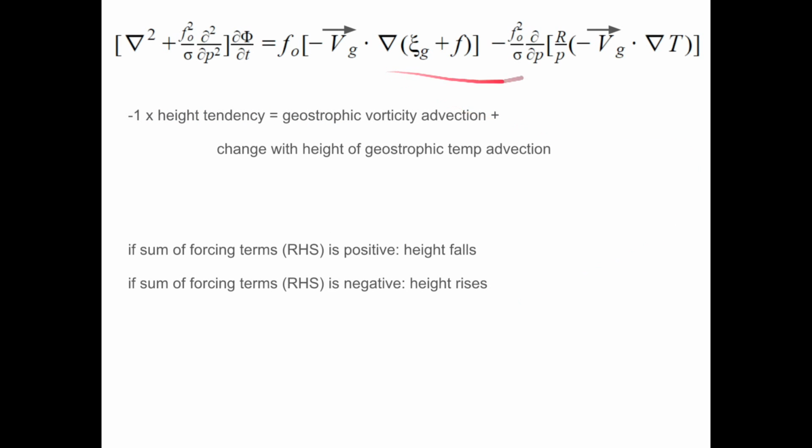And it's really the sum of both of these terms that's important. And so we have to figure out both of them, add them together, and that'll give us the answer. So our height tendency multiplied by minus 1 is equal to the geostrophic vorticity advection plus the geostrophic temperature advection change with height. And if that right-hand side's positive, we should expect to see height falls. So our time tendency of the geopotential height should be negative if the right-hand side's positive, and vice versa.